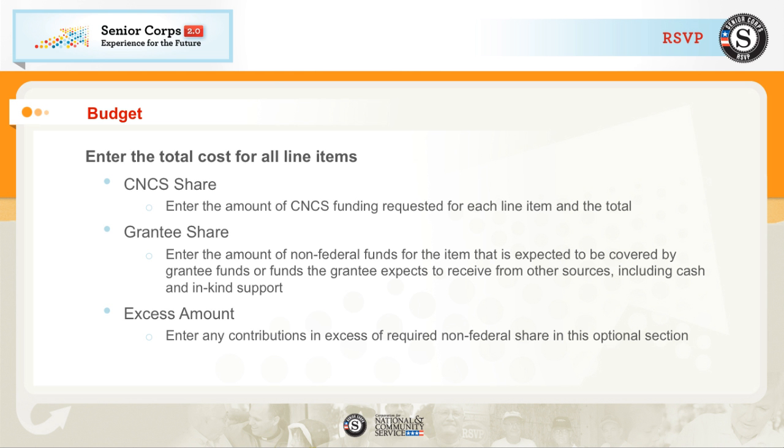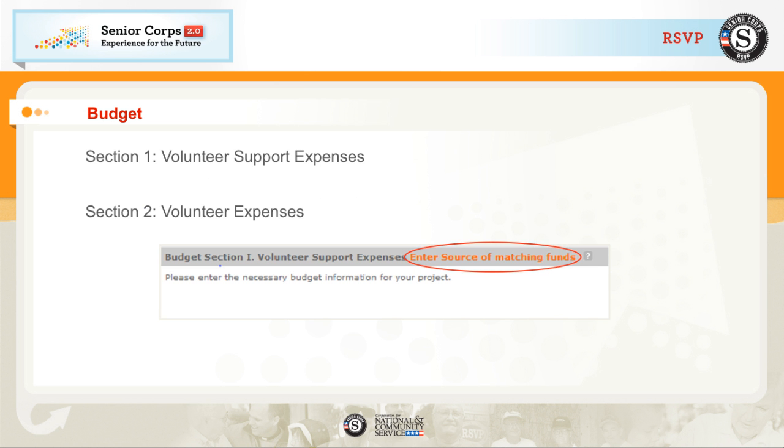The non-federal share can include grantee funds, funds expected from other sources, as well as both cash and in-kind support. The excess amount includes any contributions in excess of the required non-federal share. This column is optional and does not count toward the required non-federal share. As you will see in eGrants, the budget is divided into 2 sections. Section 1 is for all volunteer support expenses. Section 2 is for volunteer expenses.